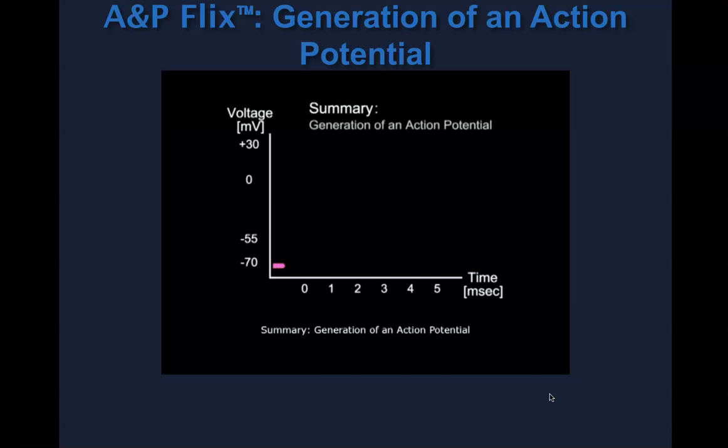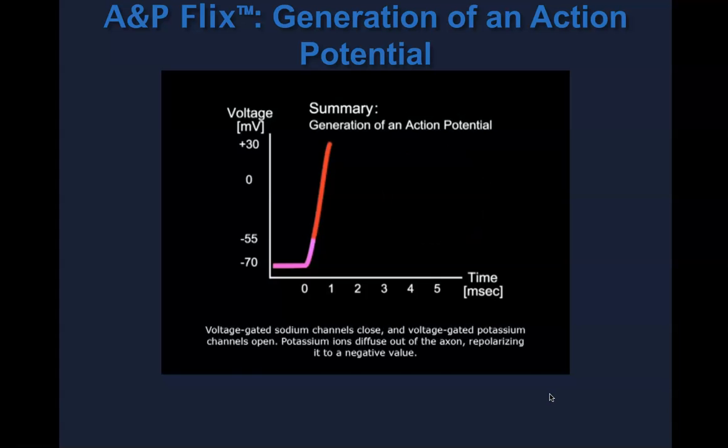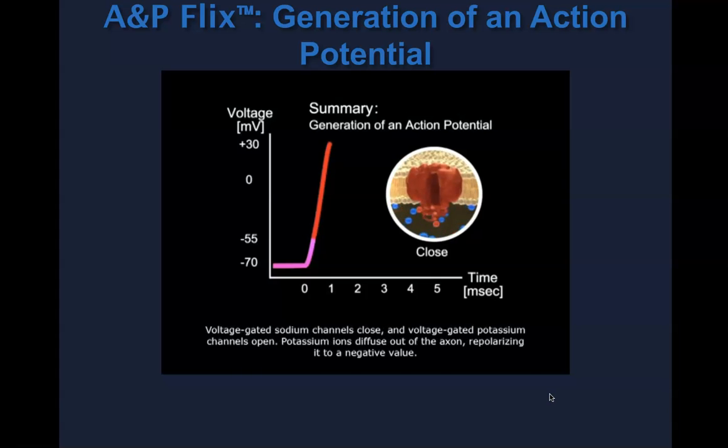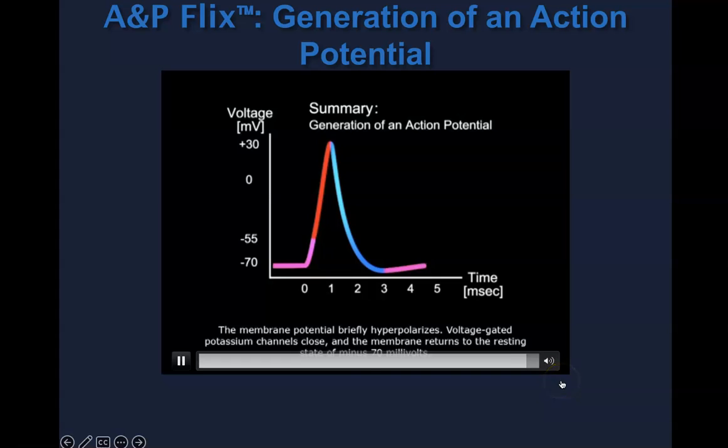Summary. Generation of an action potential. A threshold stimulus opens voltage-gated sodium channels. Sodium ions diffuse into the axon, depolarizing it to plus 30 millivolts. Voltage-gated sodium channels close, and voltage-gated potassium channels open. Potassium ions diffuse out of the axon, repolarizing it to a negative value. The membrane potential briefly hyperpolarizes. Voltage-gated potassium channels close, and the membrane returns to the resting state of minus 70 millivolts.